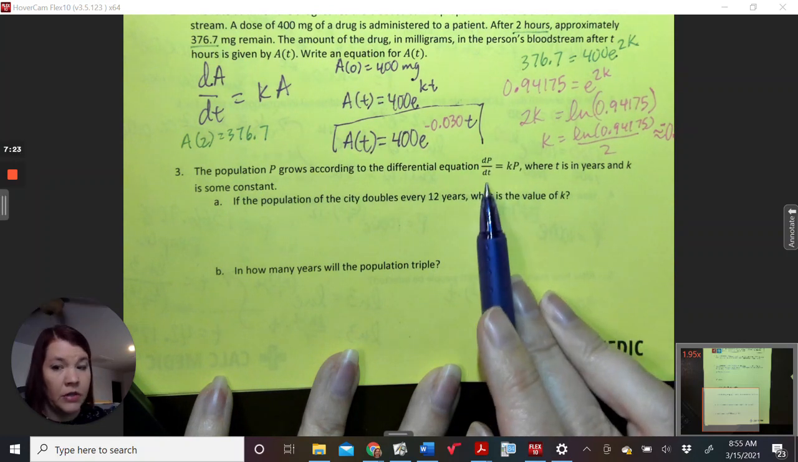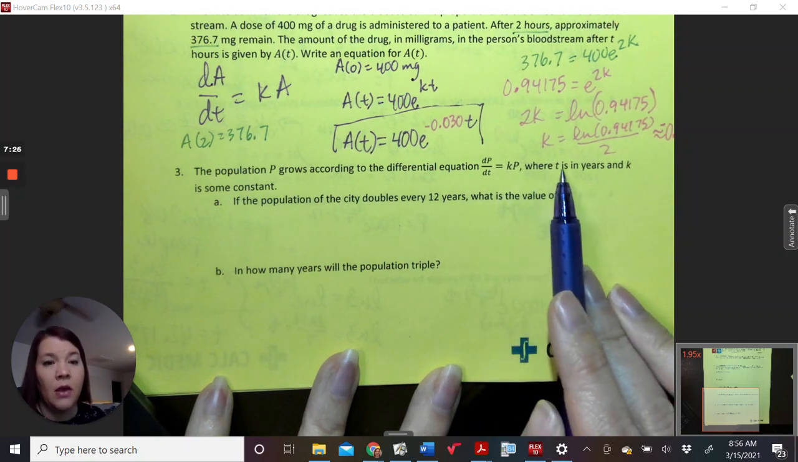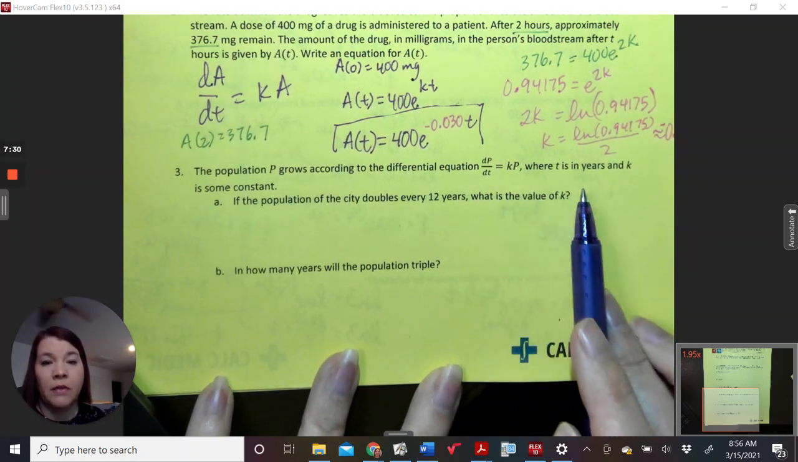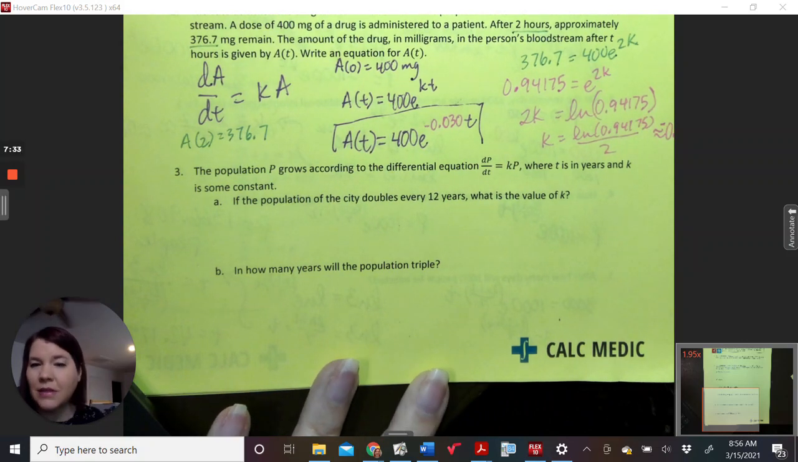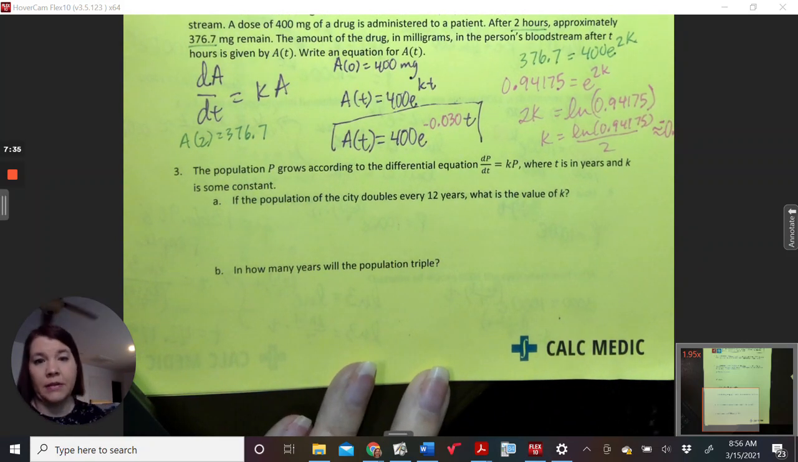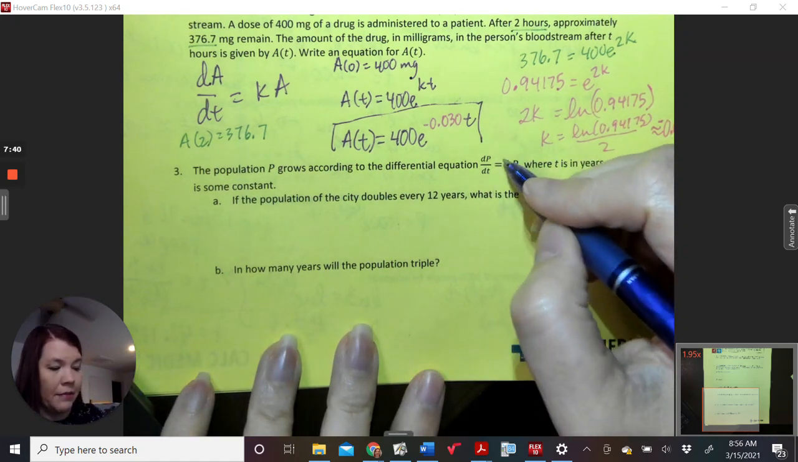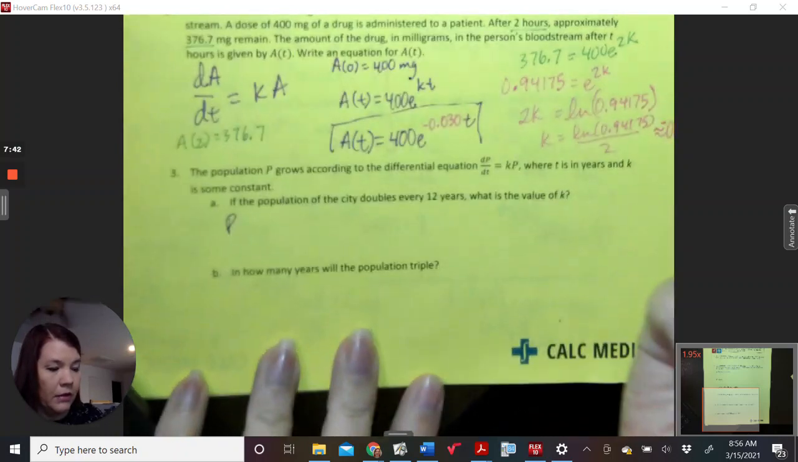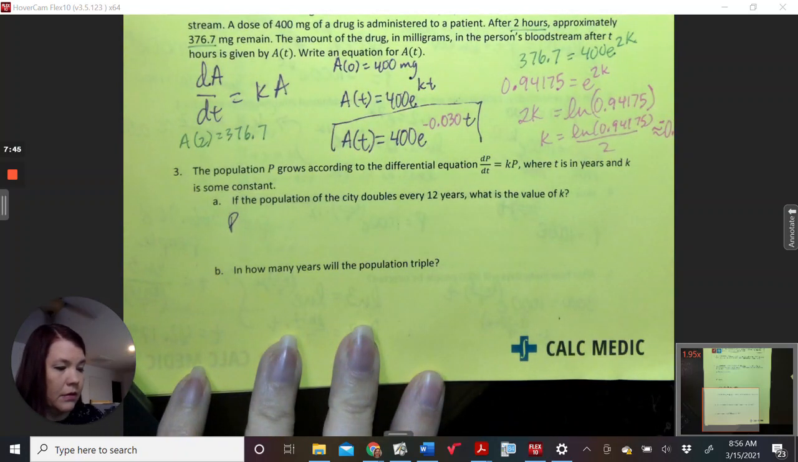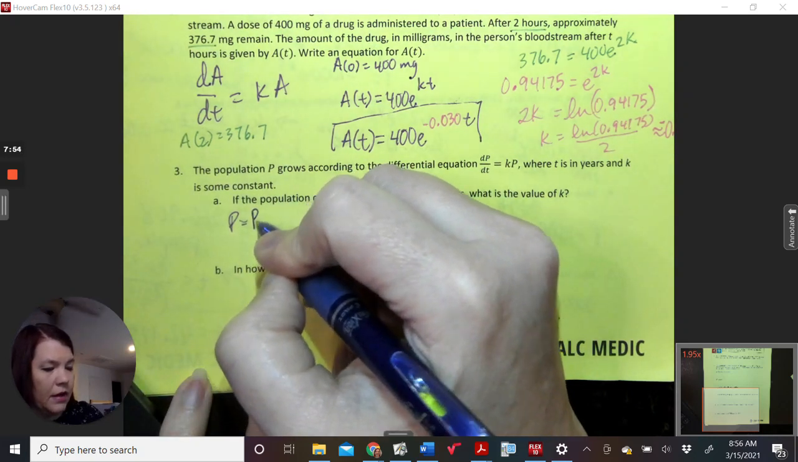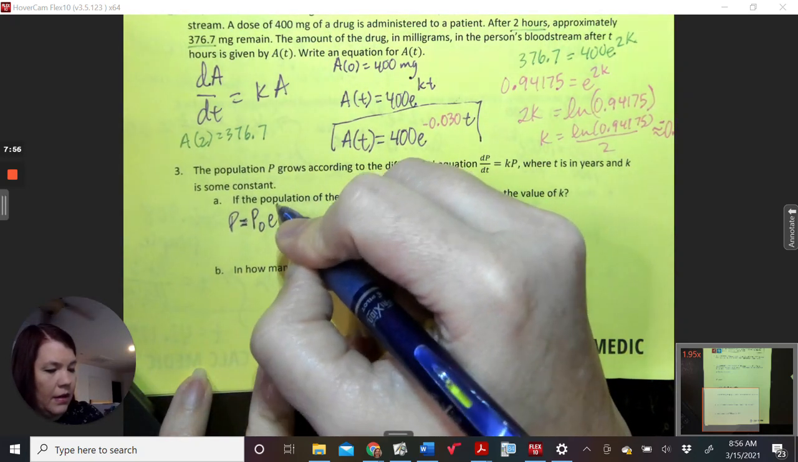The population doubles. Okay, so first, let's take P. We know that P equals P sub naught e to the kt. So the initial population, whatever that is, they didn't tell me. So whatever that is, e to the kt. Okay.